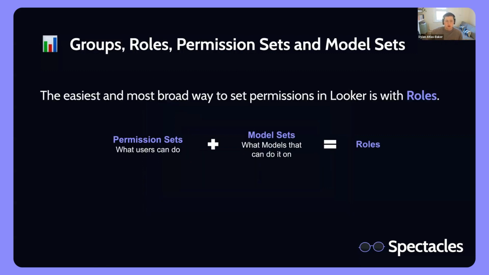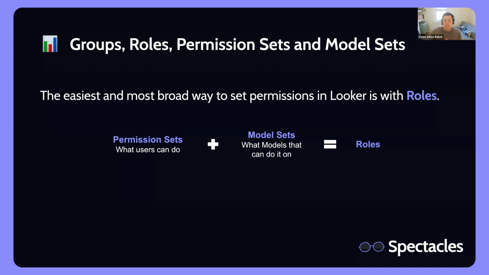So the first thing we're going to jump into is groups, roles, permission sets, and model sets. This is the standard way, I think, for most organizations, particularly when you're getting started with permissions in Looker, to go down this path. Roles are what ship by default with Looker. You get 4 roles: the admin role, developer role, viewer role, and user role.